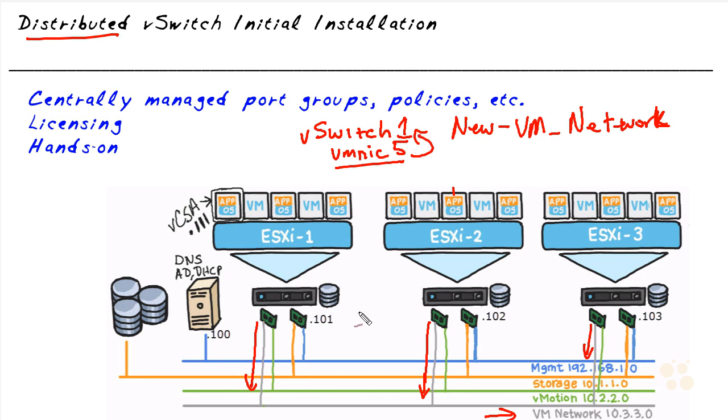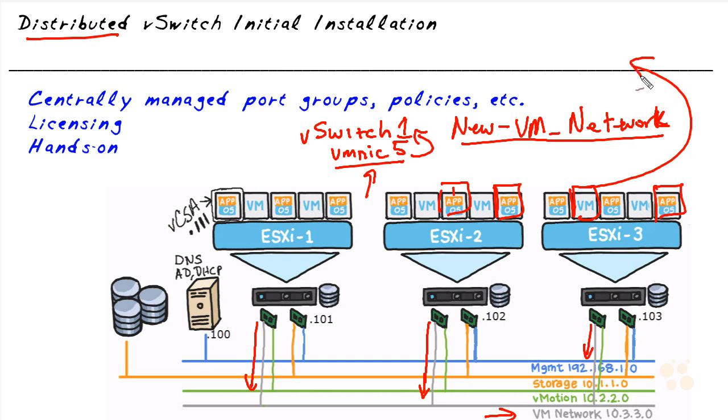Now, one of the challenges of that is that we have some VMs on ESXi 2 and ESXi 3, and those VMs are currently using the new VM network port group, which is connected to switch 1, and we're about to yank away the uplink. So we'll also take the step of moving all of the VMs that are currently using the new VM network, and we'll move them to a new distributed switch port group.